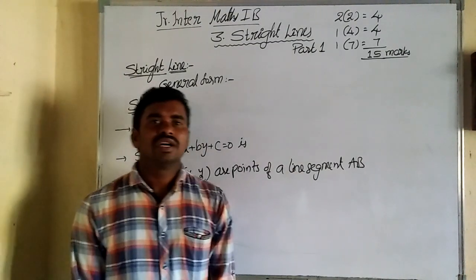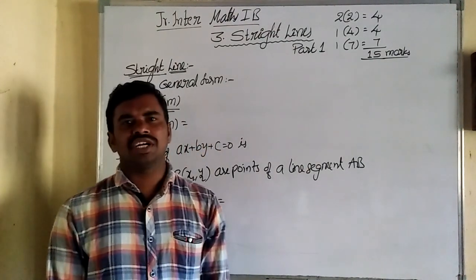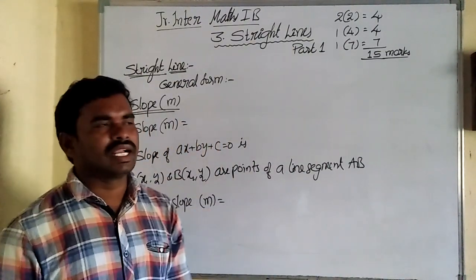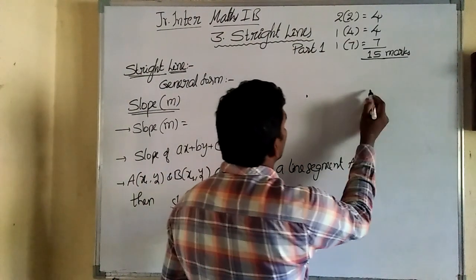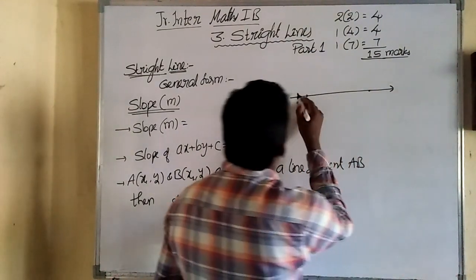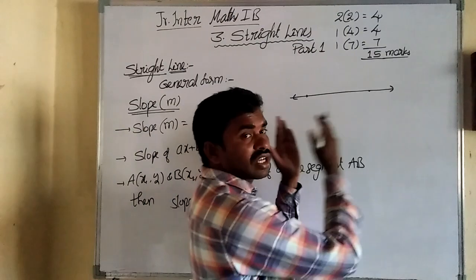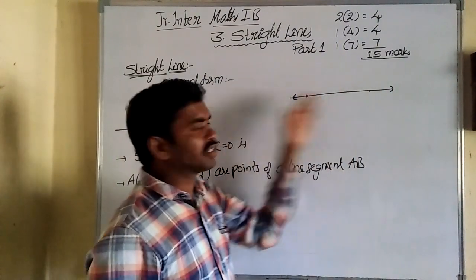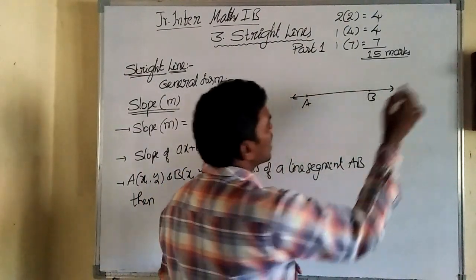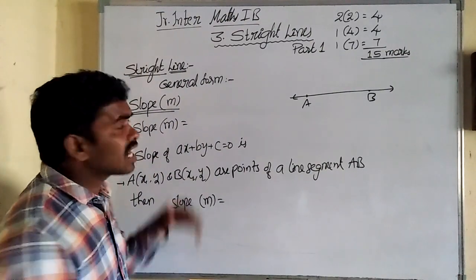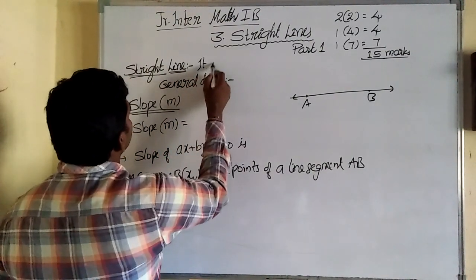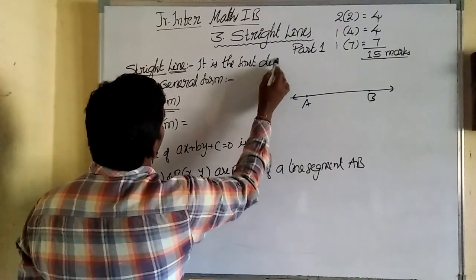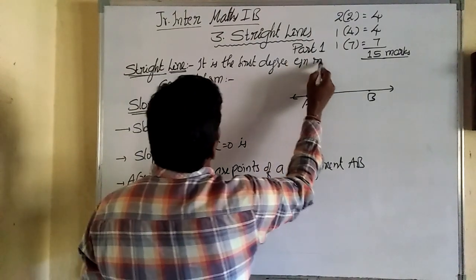Suppose a first degree equation in variables x and y I have taken. So we can say that it is a straight line. Straight line means it is extended to both sides, left side and right side. It extends infinitely, it moves from here to there and there to here. Two ways it is extended, that is a straight line. So straight line means what? It is the first degree equation in x and y.